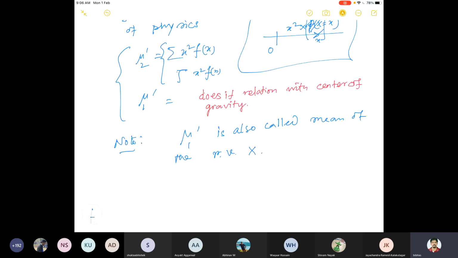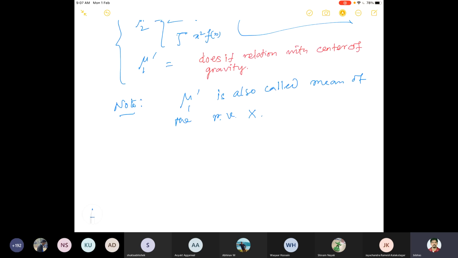Another concept is moments about the mean. This is also a new parameter to explain a set of data points, a random variable. So now we'll define a new concept, which is called moments around, or about, the mean of a random variable.